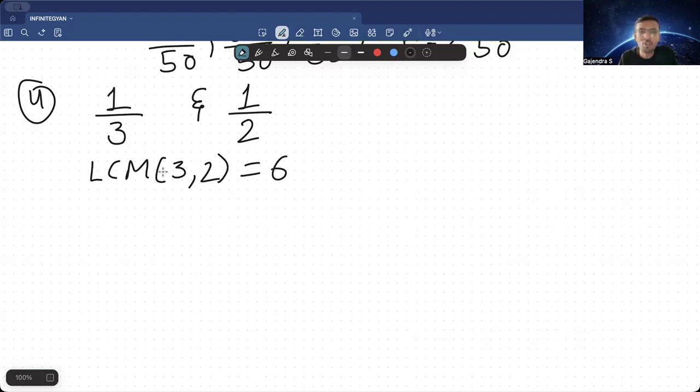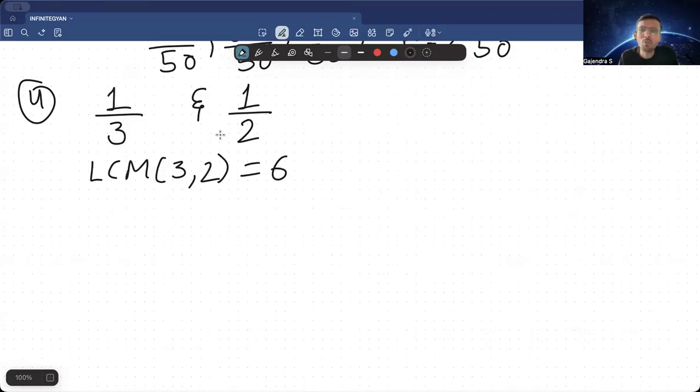So if these two numbers are co-primes, then the LCM will be the multiplication of them, because they do not have a common factor except 1. So again the LCM will be the multiplication of 3 and 2. Okay, so we get 6.